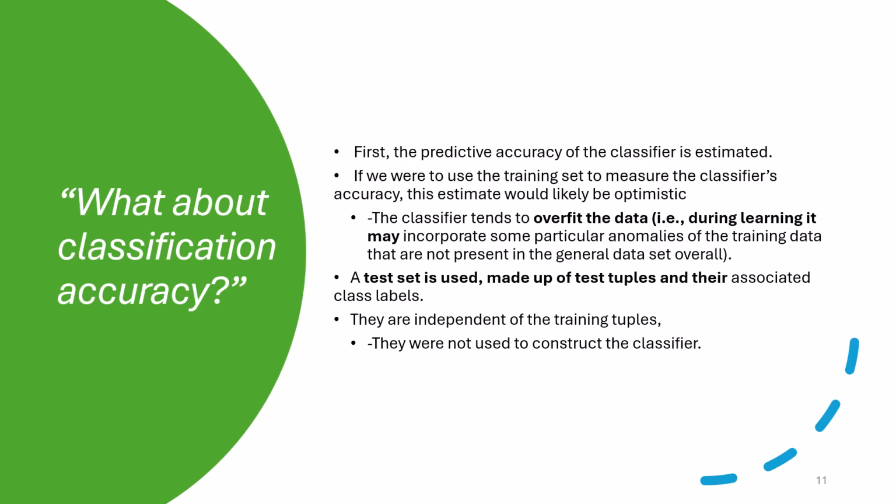The classification accuracy: the classifier tends to overfit the data. The test set is used, made up of test tuples and their associated class labels. They are independent of the training tuples. They were not used to construct the classifier.